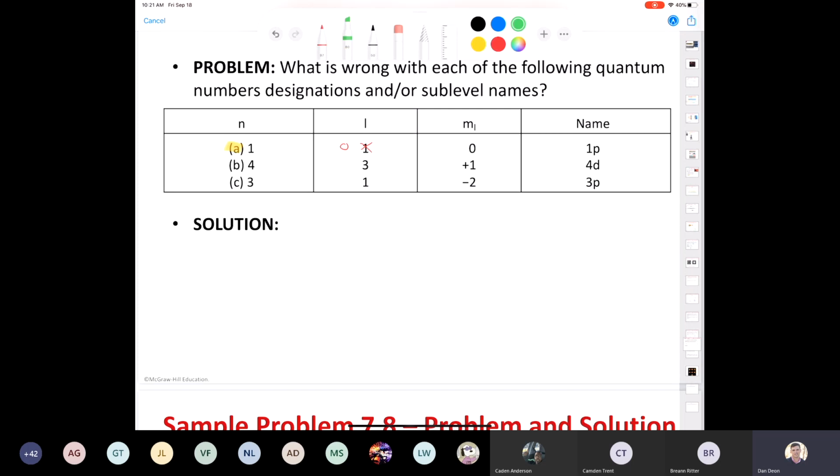The next one might be a bit trickier. I have N is equal to 4, L is equal to 3, ML is +1. I have a 4D.